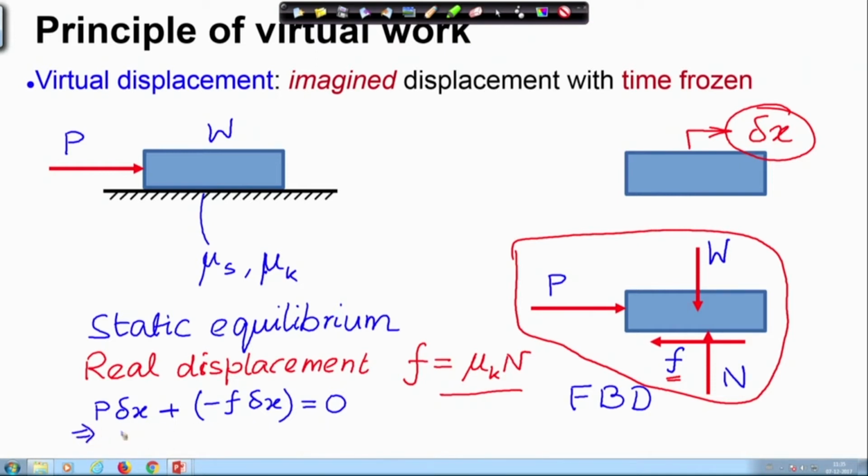So, this implies P minus F times delta x must be equal to 0 for an arbitrary displacement delta x. For all virtual displacements delta x, P minus F times delta x must be 0, which immediately implies that P minus F must be equal to 0, and hence P must be equal to F.